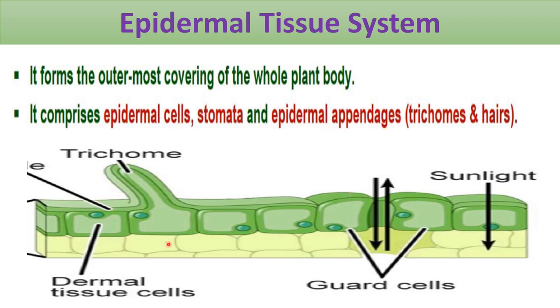Okay, you can see in this diagram this outermost layer, these cells are epidermal cells here. You can see this stomata here and this trichome here. So all these are part of epidermal tissue system. Now let's do all these epidermal tissue systems. Let's start with the epidermal cells first, then we will do about stomata and epidermal appendages. So let's start with epidermal cells.